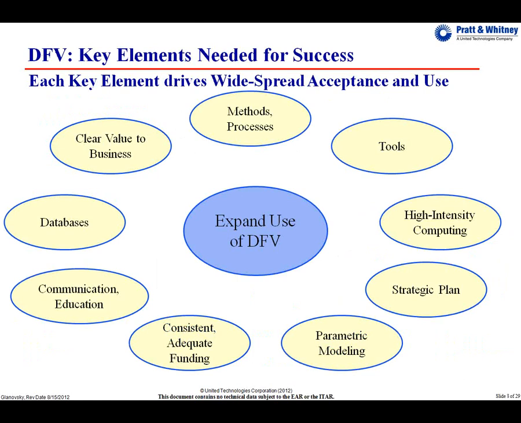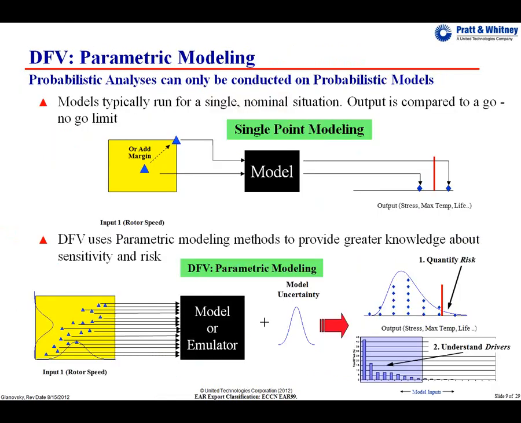So now I'd like to spend some time talking about key elements of DFV that allowed us to succeed. When we first started this, we already had an idea of what we were going to need to really make this work, a short list. Well, that list quickly grew after we started really applying DFV out in engineering. And I'm going to go over some of those key elements now. The first is parametric modeling.